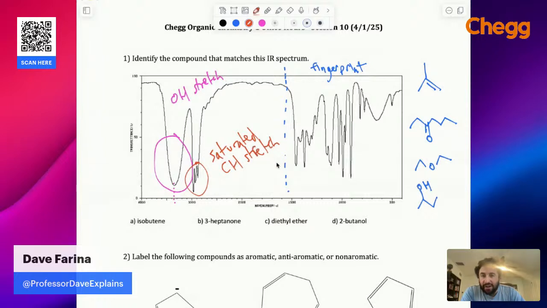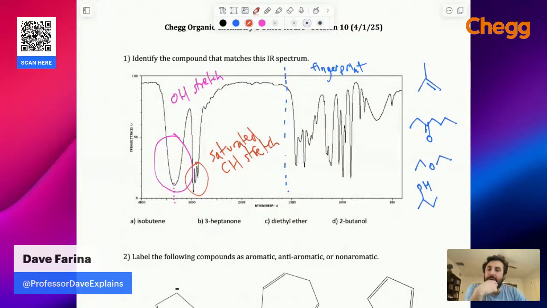So CH stretch, same as the OH stretch, it's just CH bonds that are stretching. And saturated means that the carbons that bear those hydrogens are fully saturated. They're not participating in any pi bonds. So basically, it's just alkyl, right? There's alkyl content on the molecule. So those are the two things that we have to work with here.